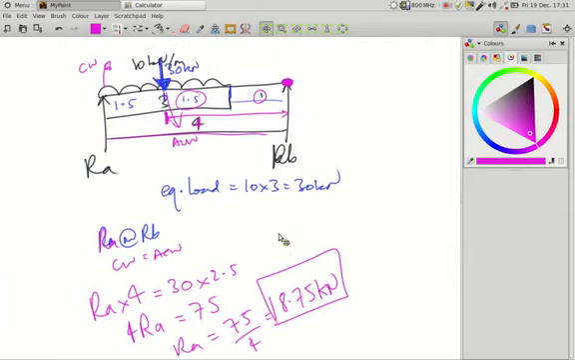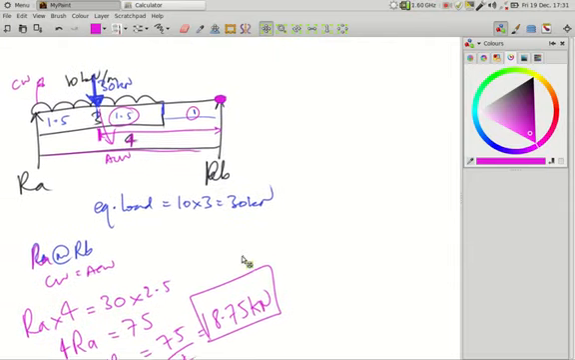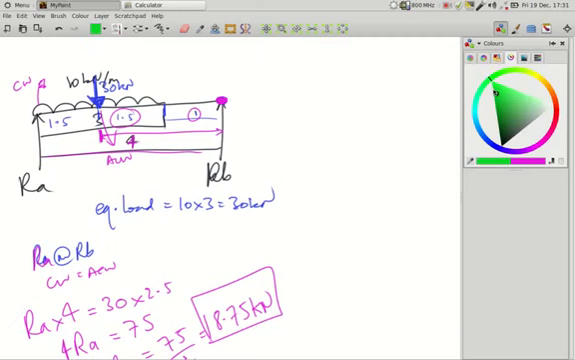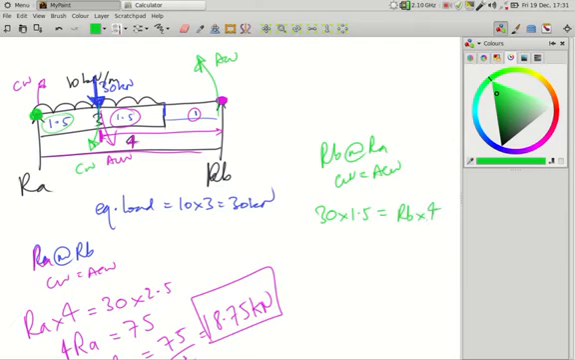Let's work out RB. Won't take long. I'll do it over here, in another colour, in green. So RB, take moments at RA. Clockwise equals anti-clockwise. Alright, in this case, the pivot's over here. So I've got 30 coming clockwise, and RB itself going anti-clockwise. So I've got 30 times by its distance to the pivot, which is 1.5, balanced by RB times by its distance to the pivot, which is 4.